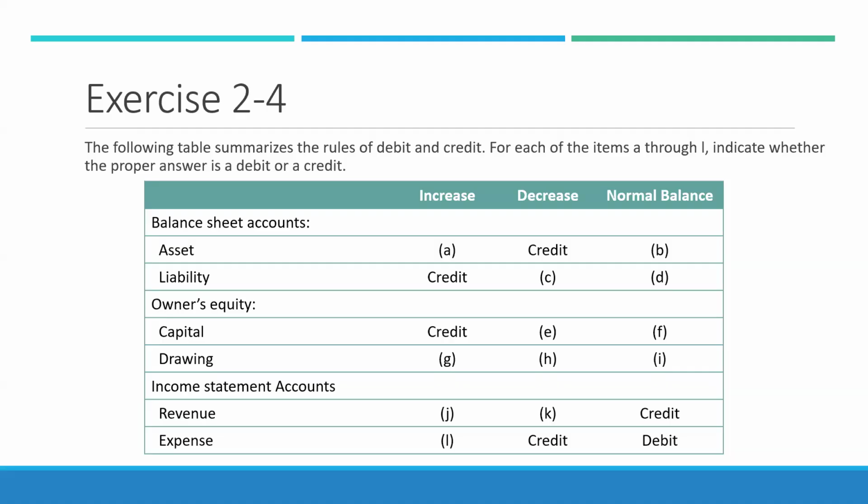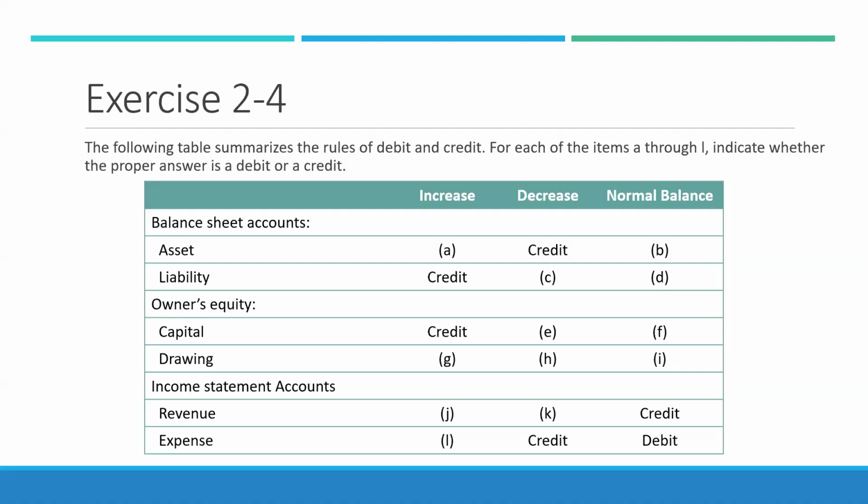A debit. A liability. To increase it, we credit it. So what do we do to decrease it? Debit it. But the normal balance is always the increase. Does that make sense? Capital. To increase it, we credit it. So what are we going to do to decrease it? And again, we know the normal balance will always be the increase. So what's the normal increase of capital? Credit. Is that making sense to you?